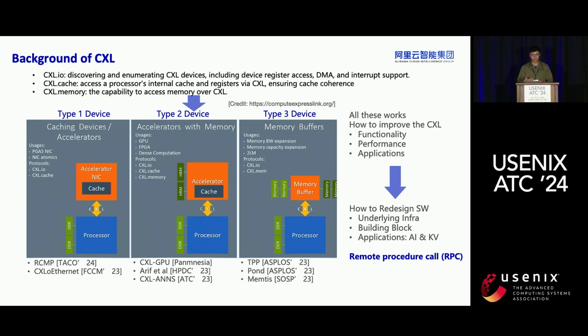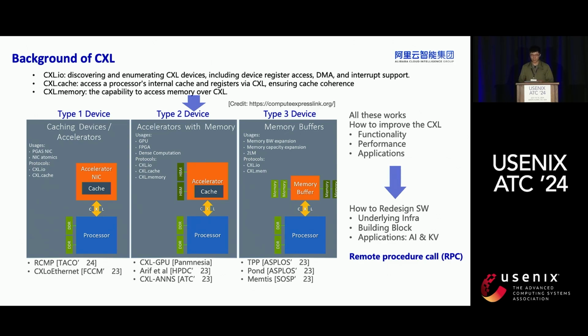It defines three separate protocols. CXL.io is for discovering and emulating CXL devices, including device register access, DMA, and interrupt support. CXL.cache allows a processor to access a device's internal cache and register, ensuring cache coherency. CXL.mem enables the ability to access memory over CXL. These three protocols can interoperate to create three types of devices.